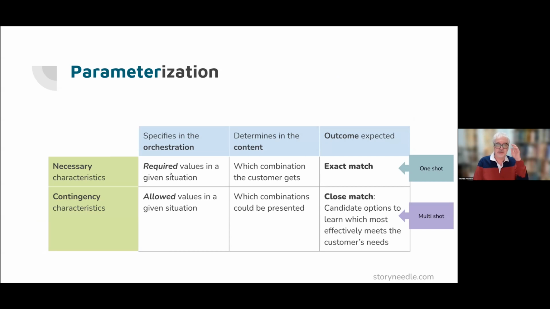Where we have the uncertainty, when we're thinking about allowed values, which values would make sense? We can take some values off the table. We know they just wouldn't make sense at all. But which ones would make sense? And then think about which combinations we should present, and then we're aiming for a close match. We're not going to assume we're going to get it exactly, but we want to get close and see which ones the data shows seem to be meeting their needs.